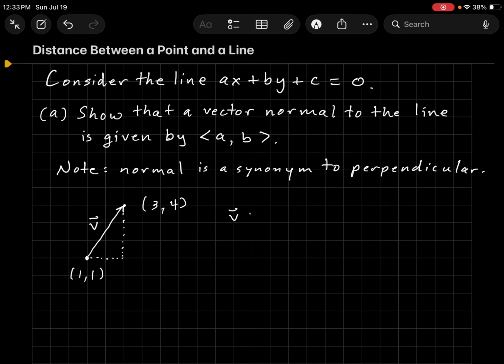Well, vector v is really the change in x, comma, the change in y. You've probably seen this before when you studied vectors. So I could say that the vector v is my change in x, x2 minus x1, for example, and then comma, the change in y, which will give us the vector 2, 3.